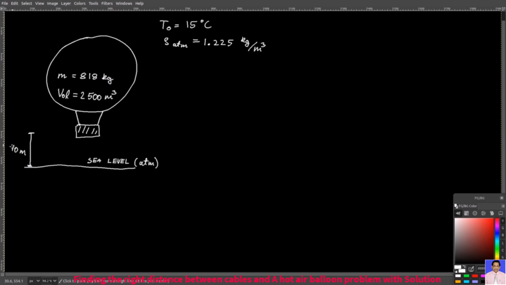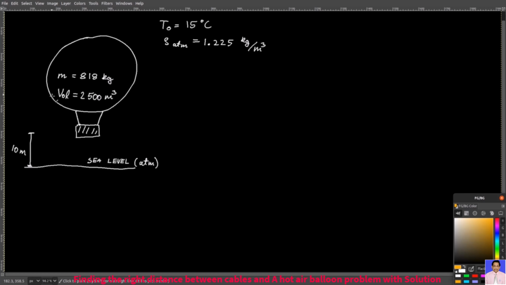And so if your altitude here is 10 meters above the sea level, then this altitude is so tiny that even for the balloon we can assume this air density here. And now our objective is to keep this balloon vertically at rest at the altitude of 10 meters.